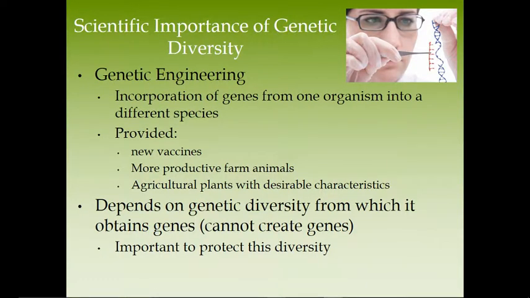So modern day scientists have come up with ways to use genetics in our favor. Genetic engineering is the incorporation of genes from one organism into a completely different species. So basically taking a part of a genetic code from one organism and putting it into another. Genetic engineering can provide humans with new vaccines, more productive farm animals, plants and crops with desired traits, etc. It depends on genetic diversity from which it obtains genes, as they cannot, quote-unquote, create genes. It is very important to protect this diversity.